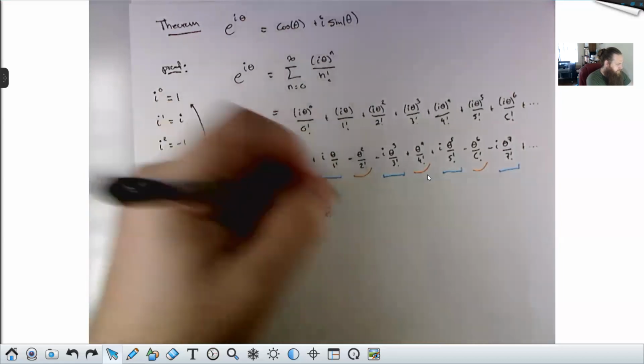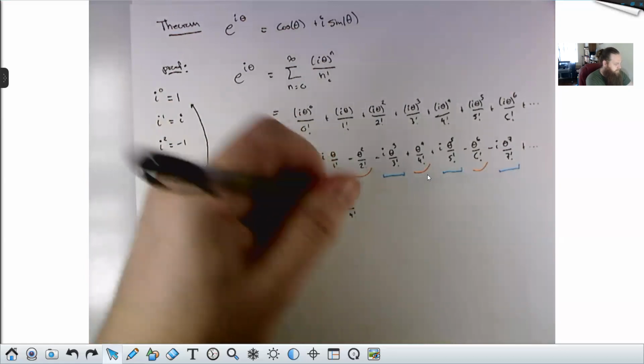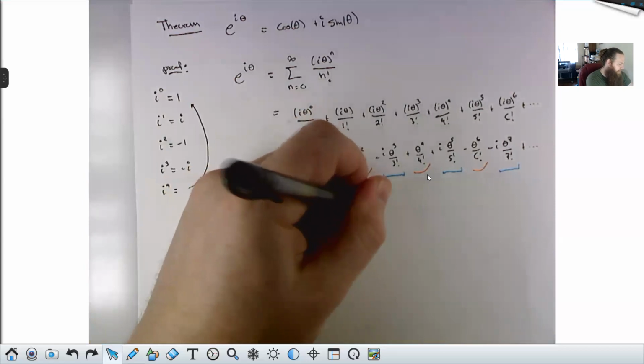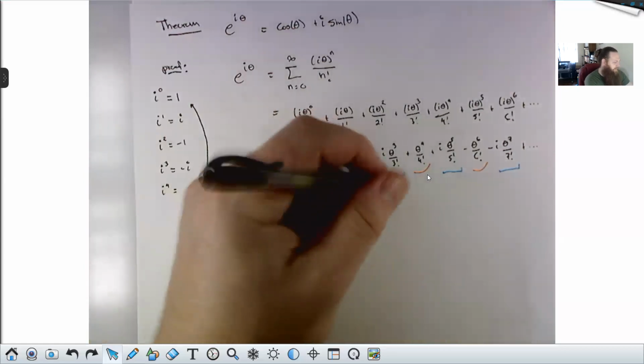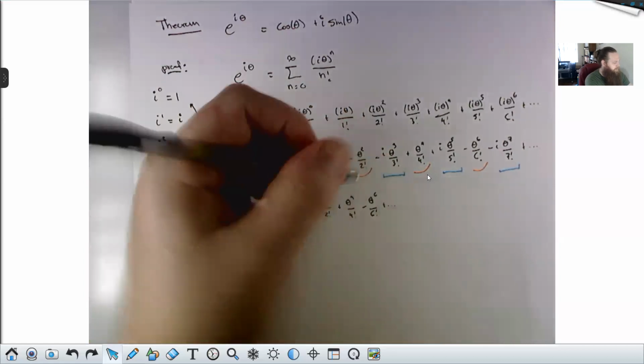minus the next orange term, theta squared over 2 factorial, and the next orange term is plus theta to the 4 over 4 factorial, and then minus theta to the 6 over 6 factorial. And the next even term after that would be plus theta to the 8 over 8 factorial. You see the pattern.